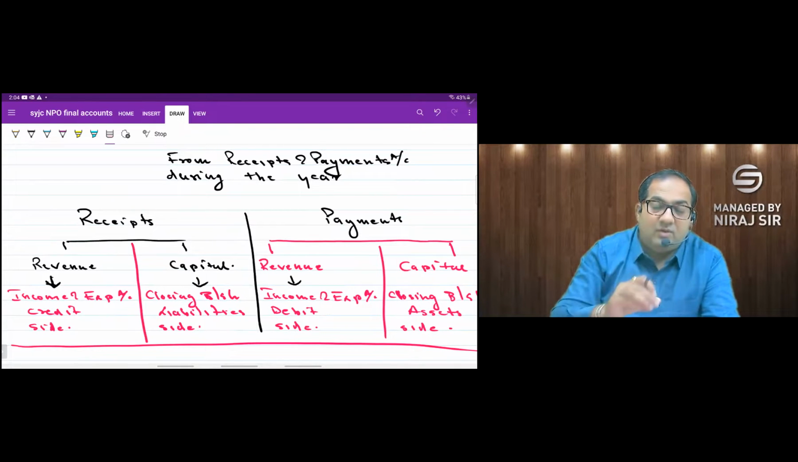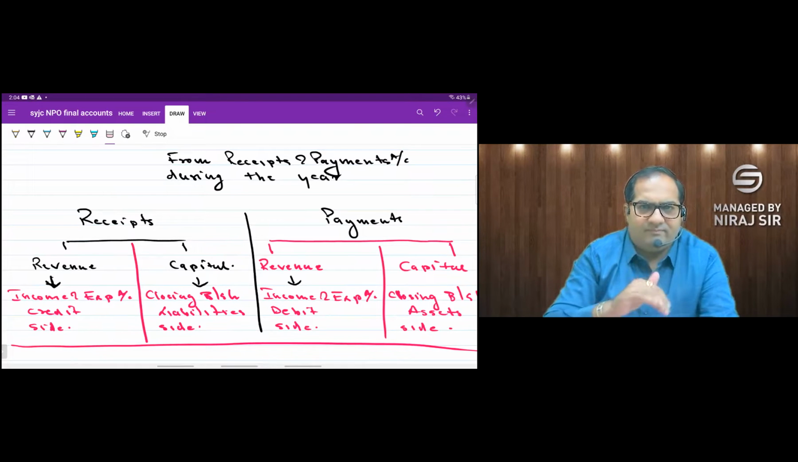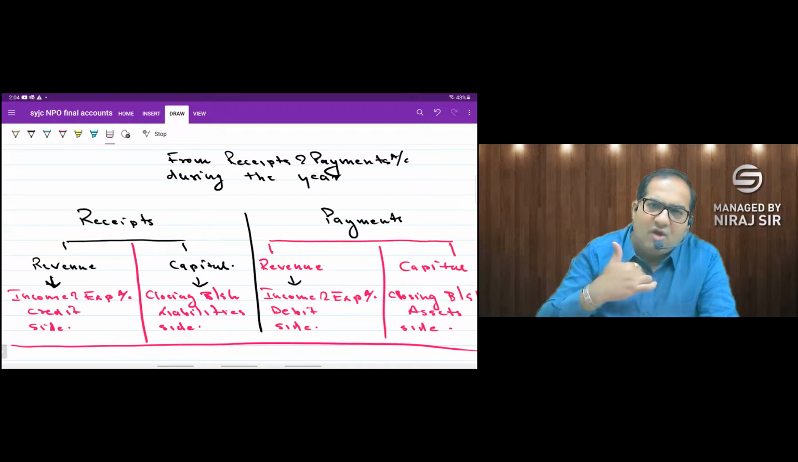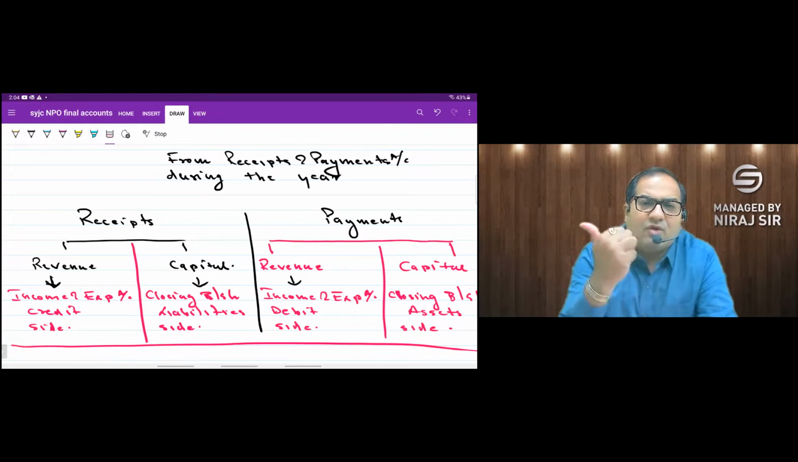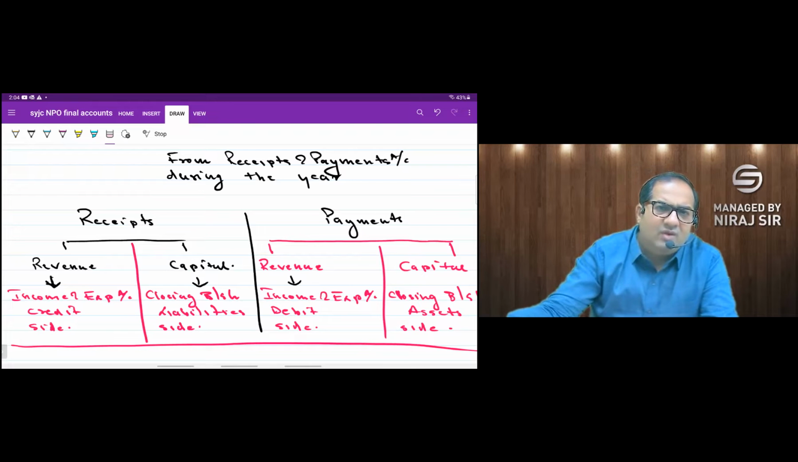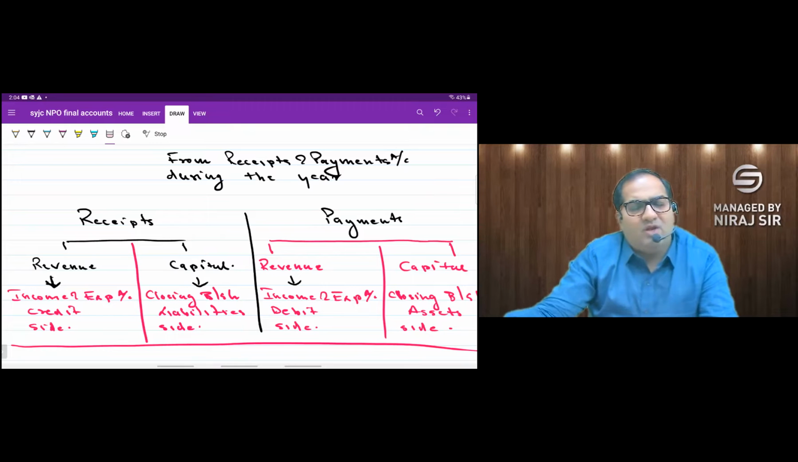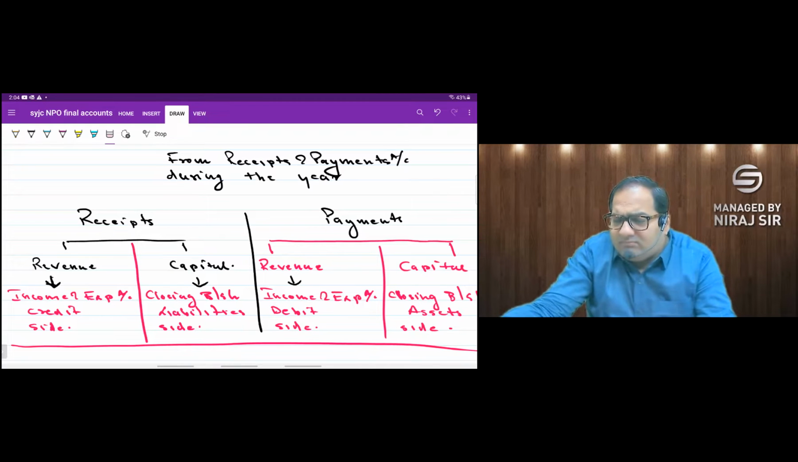Now hold on. If it's a revenue receipt is what is clear to you, then can I say it is my income for the year? Yes. So at the end of the year, that revenue receipt, I will record in which account, which side? Income and expenditure account, credit side. Because I am preparing income and expenditure account, which is a nominal account, to find out my income over expenditure or expenditure over income.